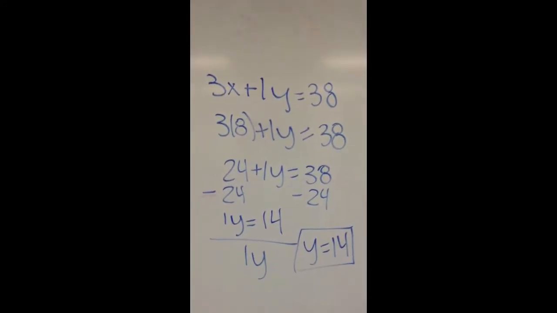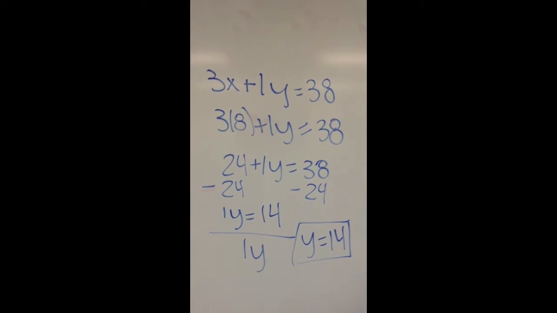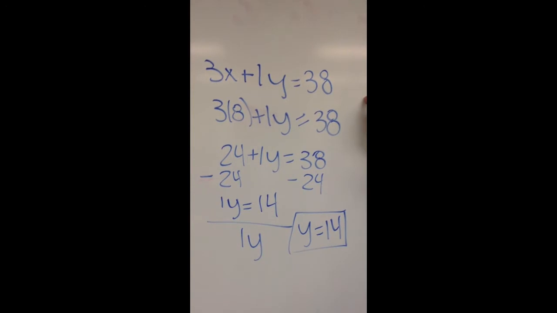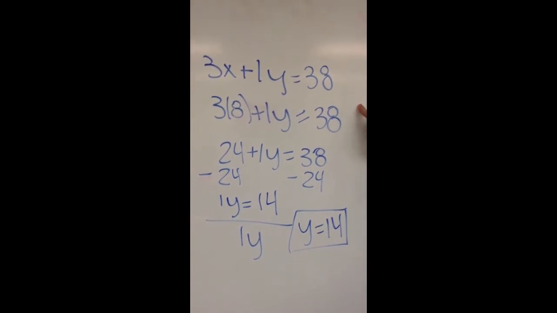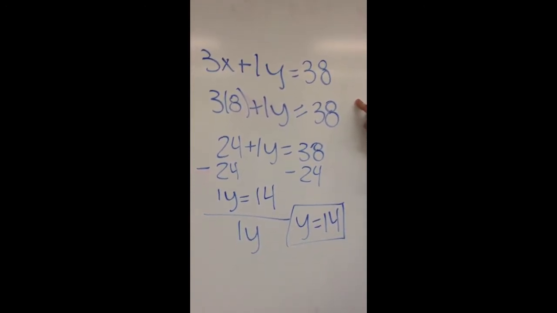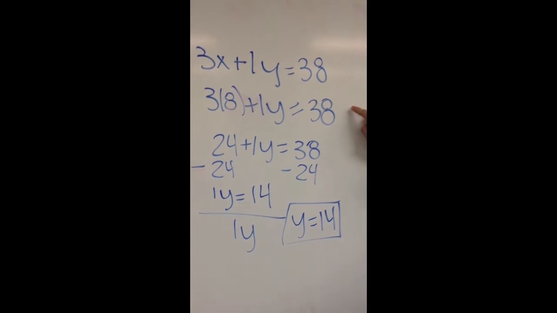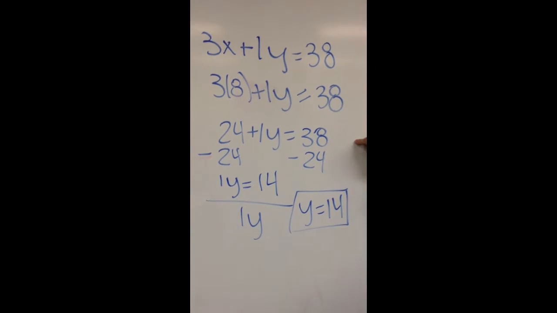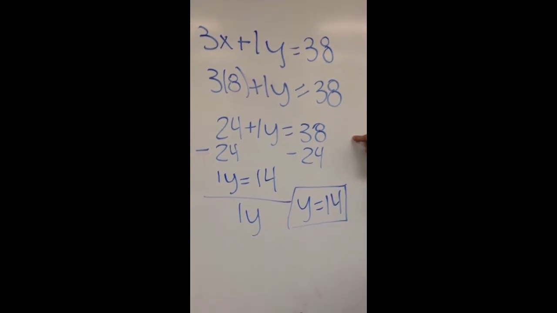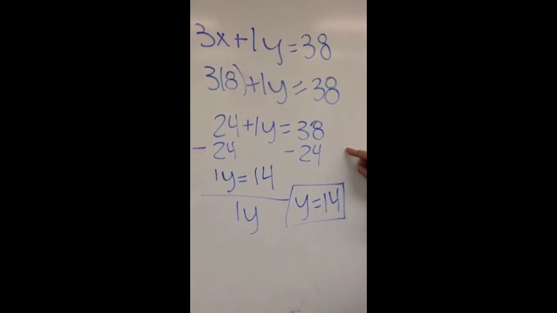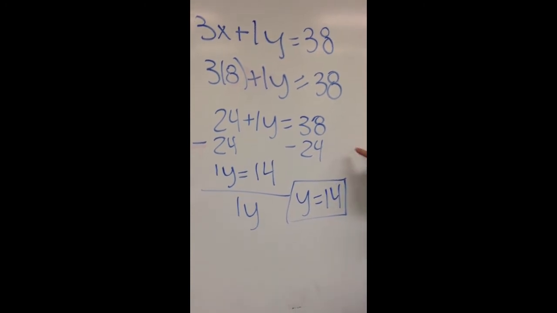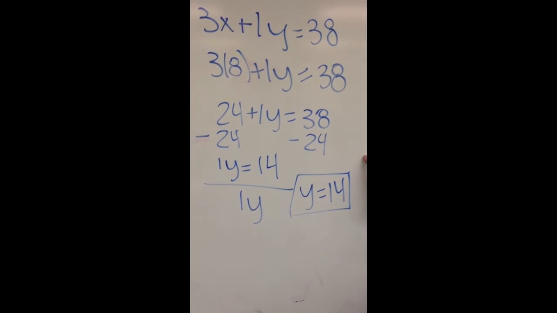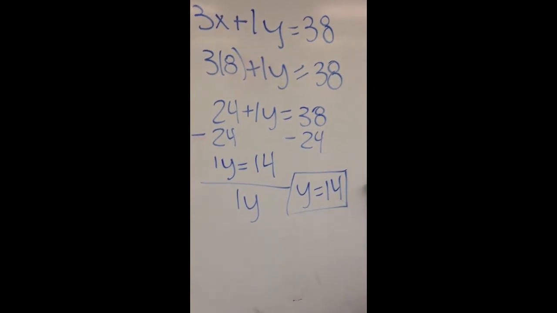You start with another equation. You either pick the first or second one. In this case, we chose the first one, and you plug in your x. So we did 3, and then in parentheses, 8, plus 1y equals 38. Then 3 times 8 equals 24, so you get 24 plus 1y equals 38. Then you subtract 24 from both sides to get y alone. So then you'd get 1y equals 14, and then you divide by 1, and you should get y equals 14.